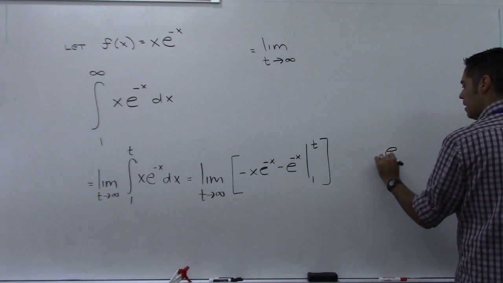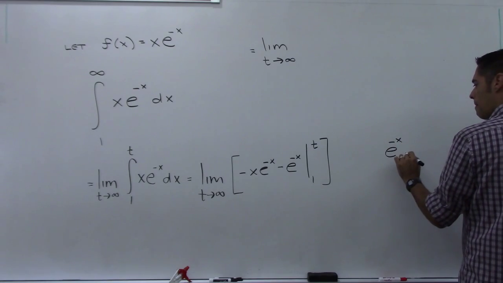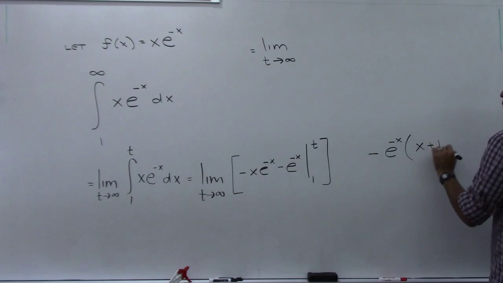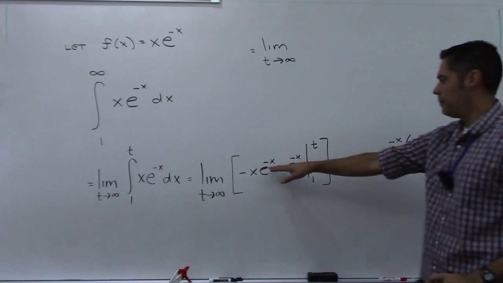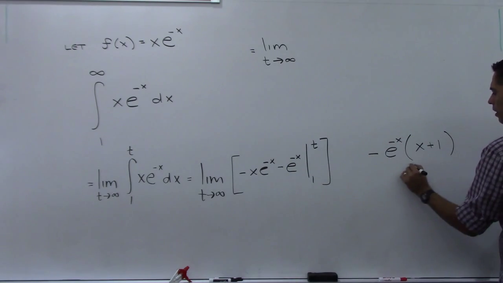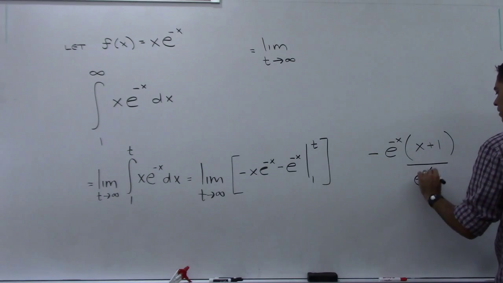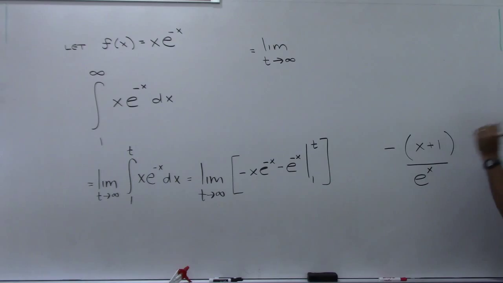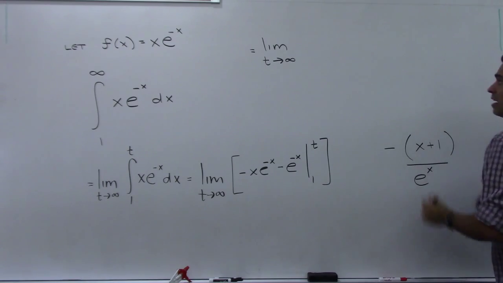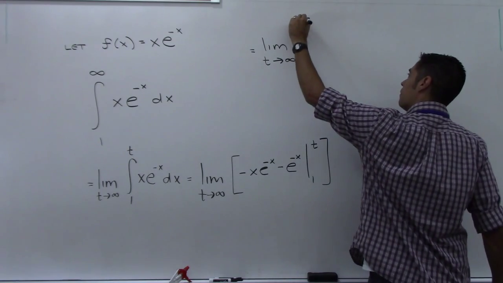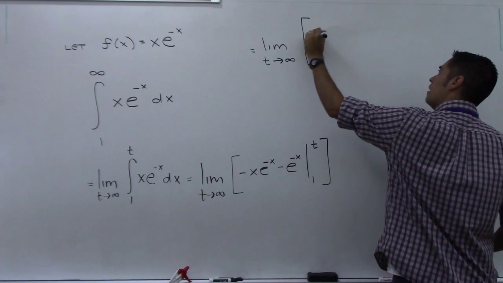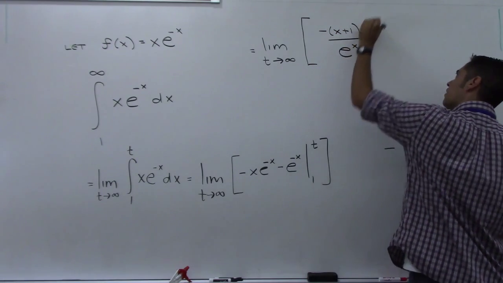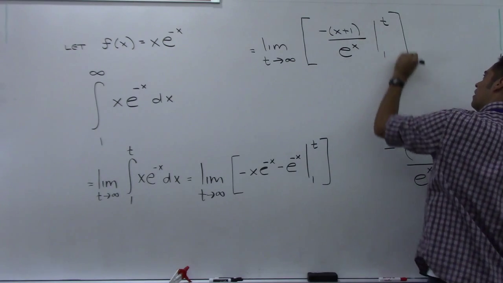I'm going to pull out an e to the negative x. Let's make it a negative e to the negative x. I'm left with x plus 1 if I do that. And then I'm going to take this and drop it below as a positive x. And then, you know what, I had that negative. Maybe I'll just leave it out there, negative like that. So this is going to be limit, t goes to infinity, negative x plus 1 over e to the x evaluated 1 to t. I like that a little better.